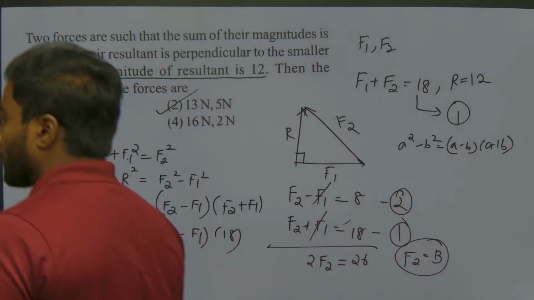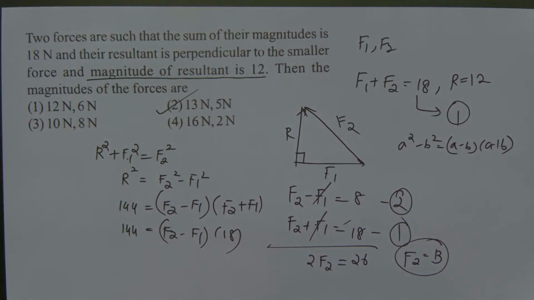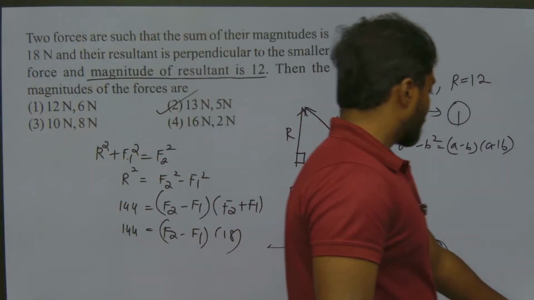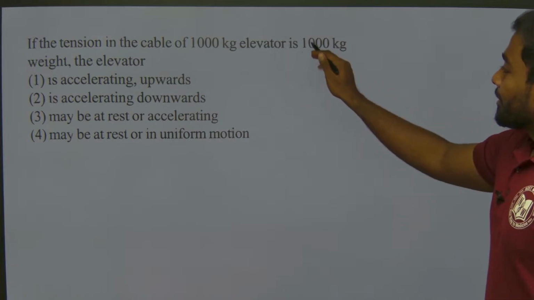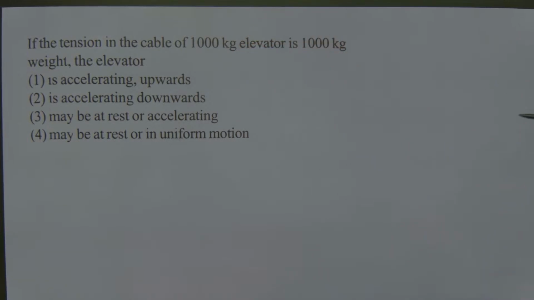Done? We'll go for the next question. Okay, so the next question is: if the tension in the cable of a 1000 kg elevator is 1000, the elevator is accelerating upward, downward, maybe at rest, or in uniform motion. What is the answer? Fourth option.